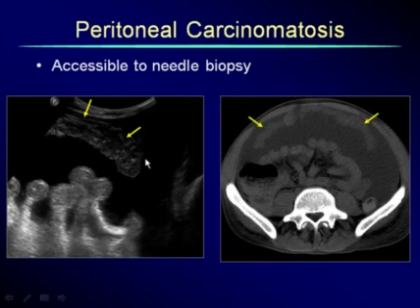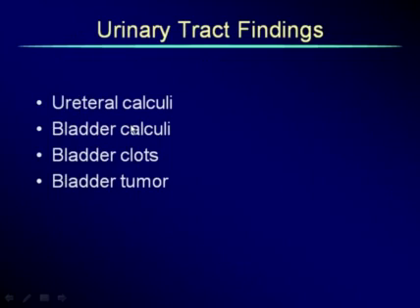Other things that we might see are masses with ascites. Here we have peritoneal carcinomatosis. This is a large omental cake of peritoneal disease, carcinomatosis surrounded by fluid. Here's the corresponding CT where we see the ascites, and this is the tumor, the omental so-called cake, the large tumor mass of peritoneal carcinomatosis. Easy enough to just guide a needle straight into it under ultrasound to get tissue and cells. So that's the GI system.